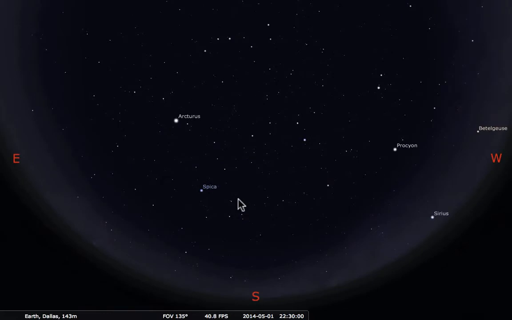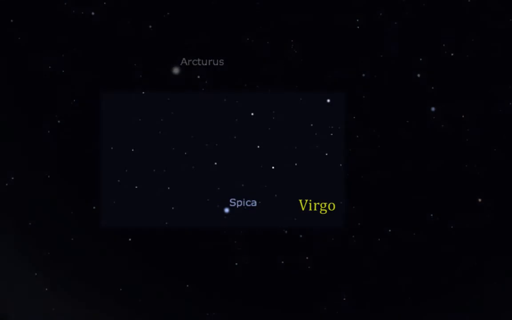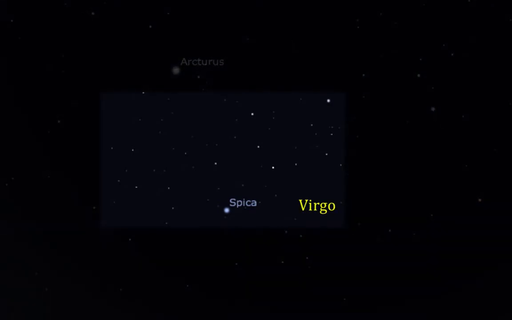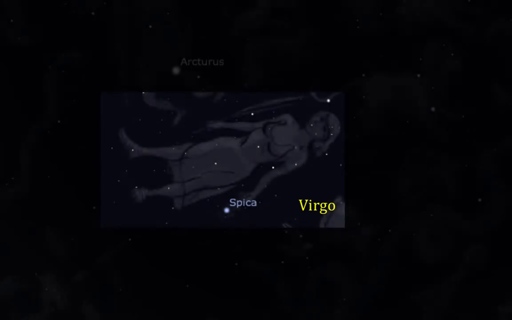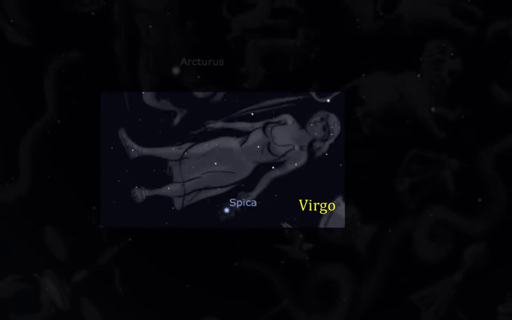Our next constellation is the constellation Virgo. And you may recognize Virgo as being a sign of the zodiac. Virgo, roughly translated, means the Virgin. Looking at our artwork here, we can see that she's standing sideways. So Virgo represents the Greek goddess Demeter, or the Roman goddess Ceres, who is the goddess of the harvest.